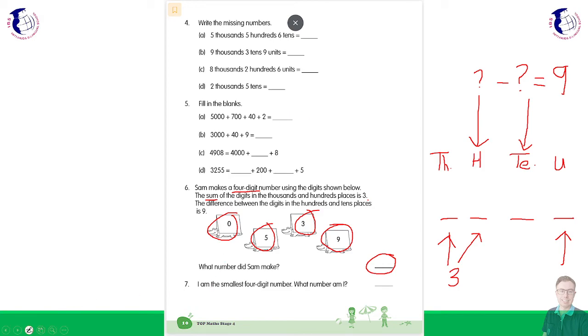And then finally, number 7. I am the smallest 4-digit number. What number am I? Remember, it has to be 4 digits, 1, 2, 3, 4 digits. What is the smallest number that can be in there? If it's 4 digits, you can't have a 0 here. Otherwise, if there was a 0 here, then the number would only be 3 digits long. It doesn't count if it's a 0, so there must be a number of at least 1 here. Have a think about it and write your 4-digit number here.